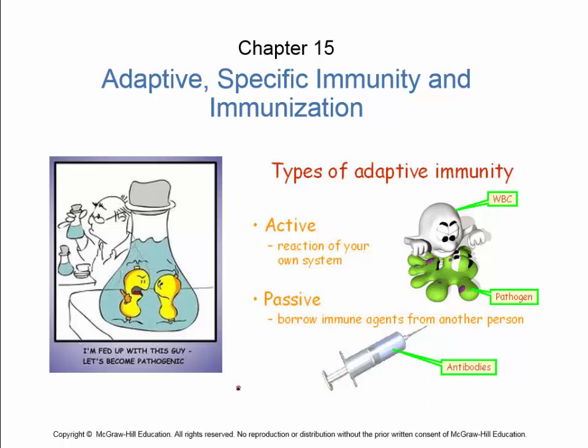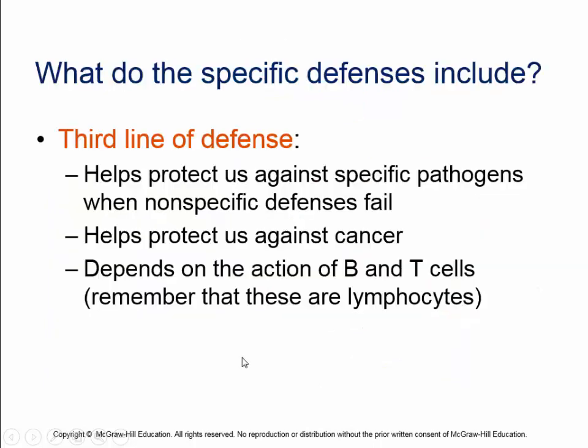Welcome to Chapter 15, the Adaptive and Specific Immunity. We will end this chapter by discussing distinct immunizations and how those vaccines are prepared to provide efficacy.